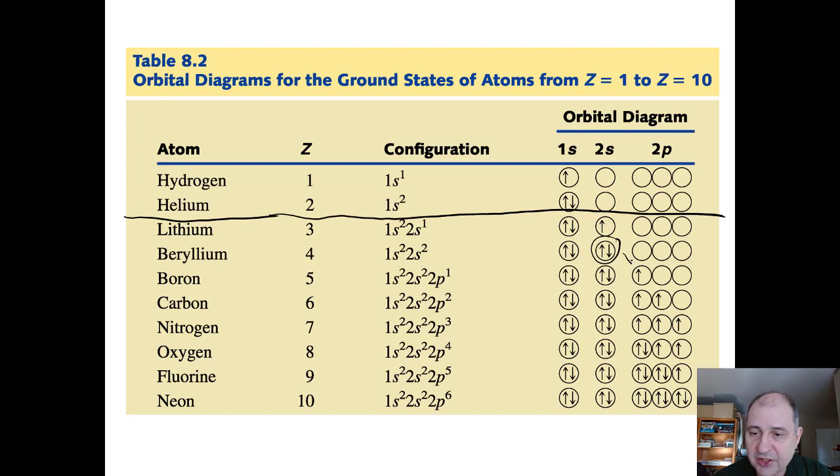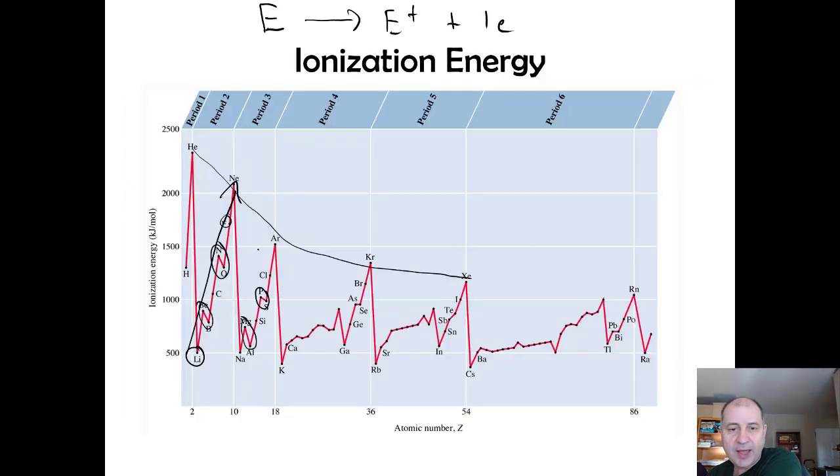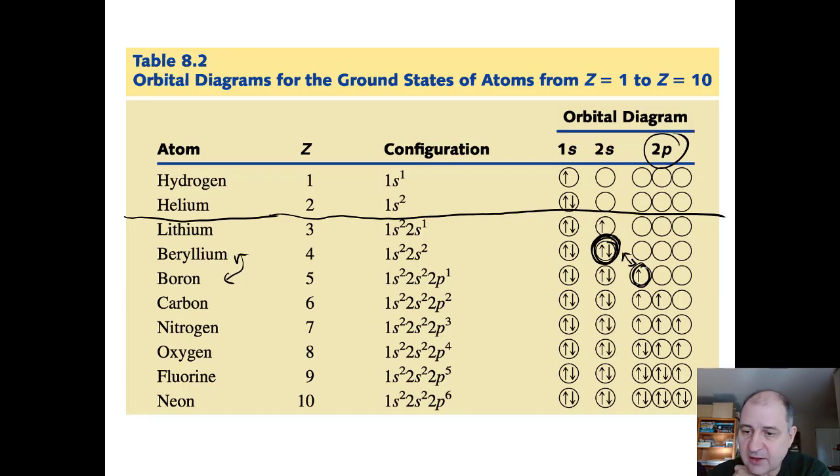So it's going to be much easier to remove a single electron from a p orbital than it is to break up the pairing energy here, right? So this is where we see that switch, beryllium and boron. If I go back to that slide, it's always going to be between the second and the third here. So magnesium and aluminum do the same thing, because it takes more energy to break up a pair than a single electron.